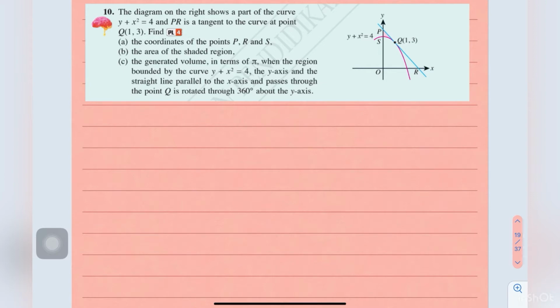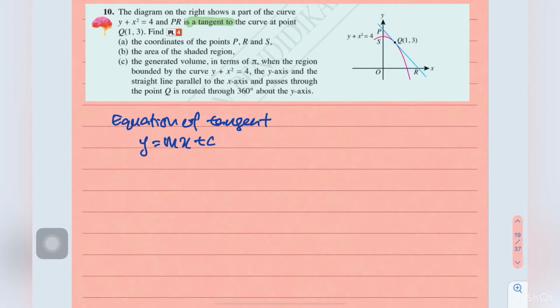Okay, to find the coordinates of P and R, we must have the equation of PR. From the question, the clue is that PR is a tangent, so we need to find the equation of the tangent. We already learned this in the topic of differentiation. Equation of tangent: y = mx + c.